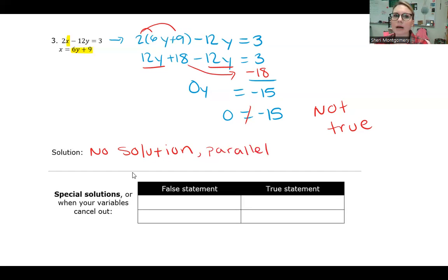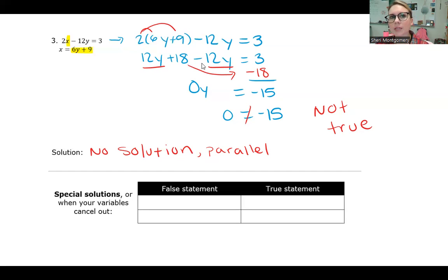Down here, there's a little box and it says sometimes we get special solutions. And that happens when your variable cancels out. That's what we just did. When we were solving it, it's like, oh, my variable just disappears. So sometimes that will happen, not super often. You know, if you're doing 6 problems, maybe 2 of them are special, but the other 4 are just regular, you get a solution and it's normal.